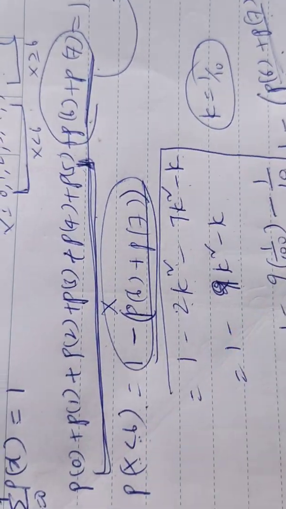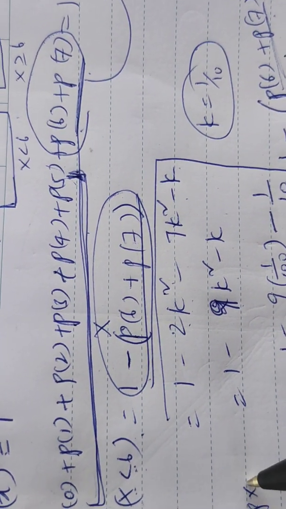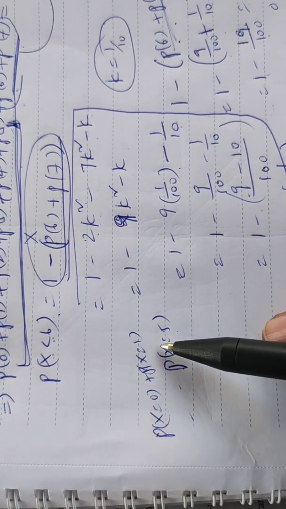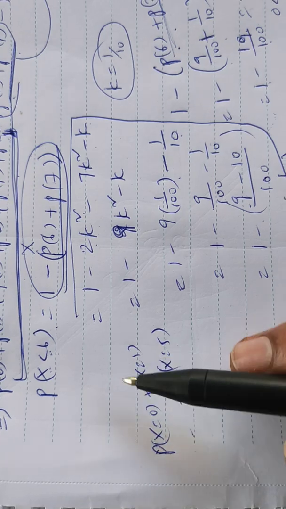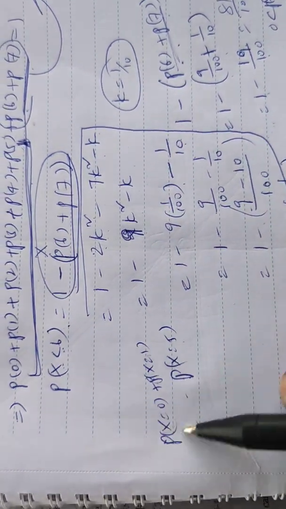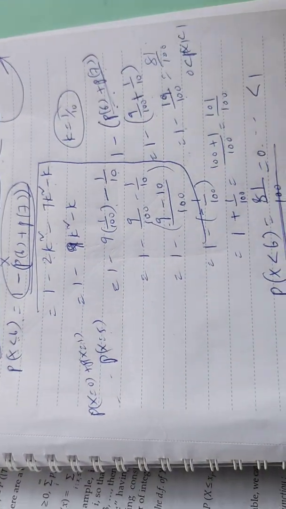Okay, x less than 6 means probability of x equal to 0 plus probability of x equal to 1 and so on, plus probability of x equal to 5. Do all, no problem, you can do it. But 6 probability values you need to find. So this is the simple way. Instead of finding all this, you can find this simply. That's why I gave you that method.